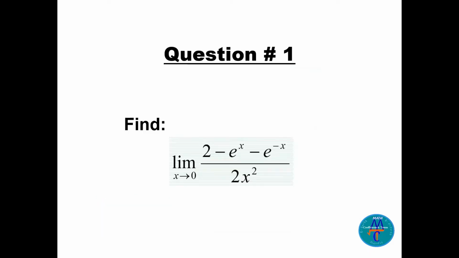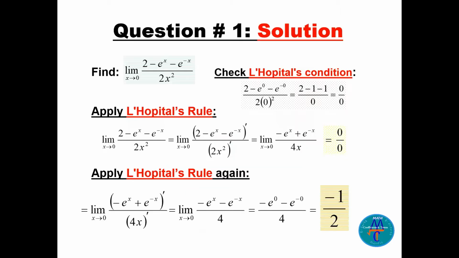Question number 1, find the limit of this function (2 minus e to the x minus e to the power minus x) all divided by 2x squared as x goes to 0. So first we check the L'Hopital's condition. We replace x by 0, we get 2 minus e to the power 0 minus e to the power minus 0 over 2 times 0 squared. So this is 2 minus 1 minus 1 over 0. So that's 0 over 0. This is the L'Hopital's condition, or infinity over infinity.